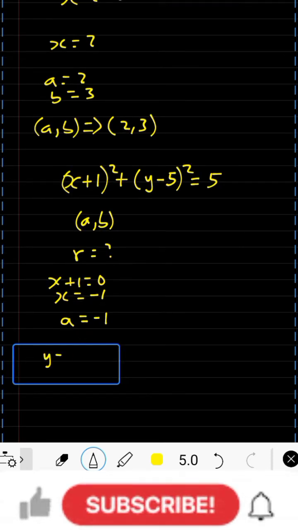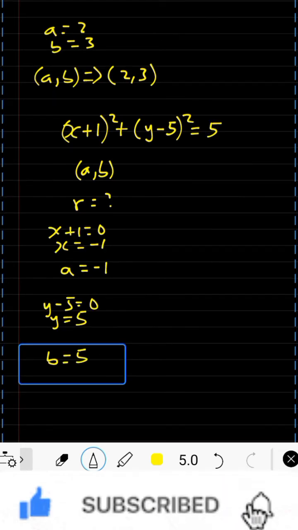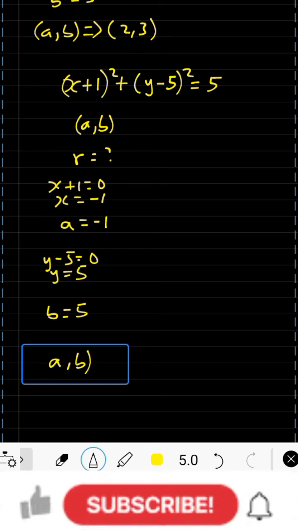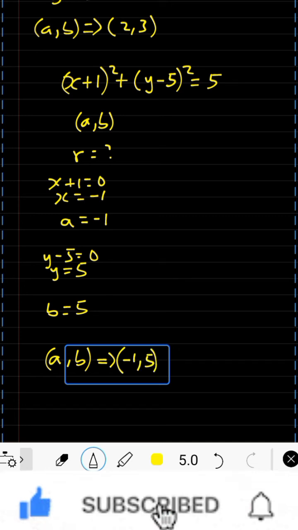And B, y minus 5 is equal to 0. Therefore, y is equal to 5. Therefore, our B is equal to a positive number, not a negative number. So, A comma B, the coordinate of the center of the circle, is equivalent to minus 1 comma 5. This is the center of the circle.